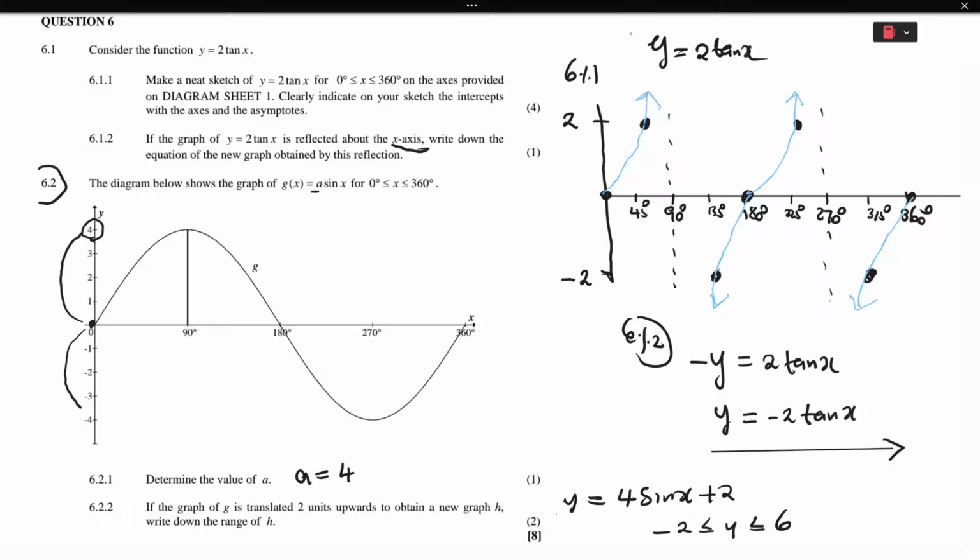Okay, so remember, when you add minus 2 and 6, they should give you 4. So when you add 2 and 6, they should give you 8, and divide by 2 to give you that 4, which is the value of A that we're having.